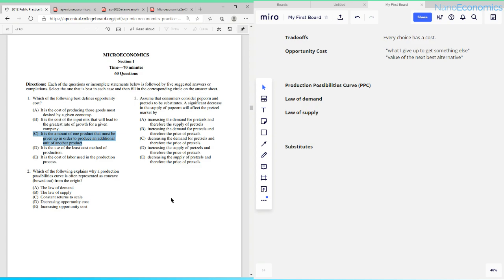So that's number one, and in pretty much any kind of exam setting, if this was in the chapters, or if it's a comprehensive final exam, you're going to come across something that tests whether or not you have a working understanding of opportunity costs.